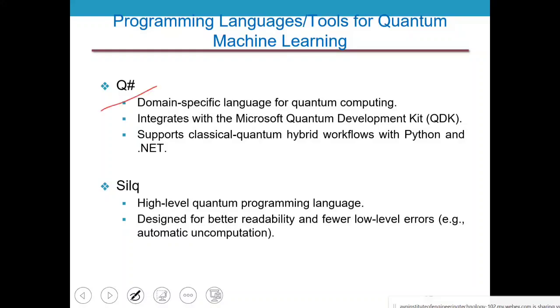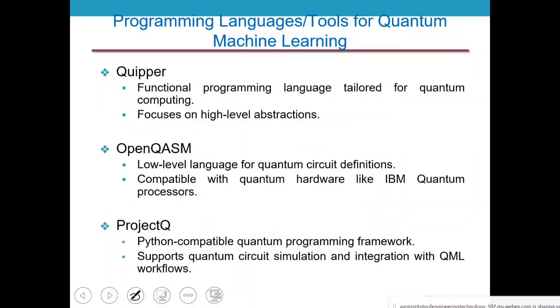In addition to that, a few more. Q# is the domain specific language for quantum computing. It integrates with the Microsoft Quantum Development Kit and supports classical quantum hybrid workflows with Python and .NET. Silq is a high-level quantum programming language designed for better readability and fewer low-level errors.